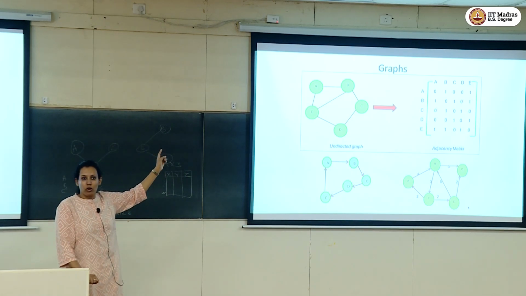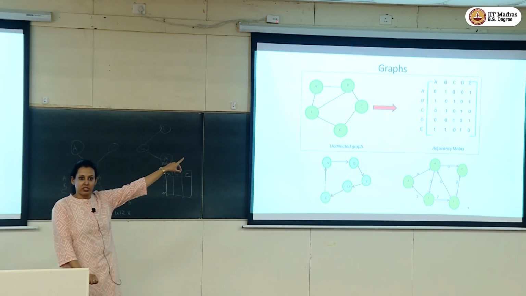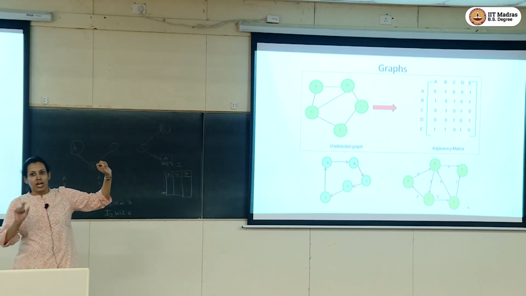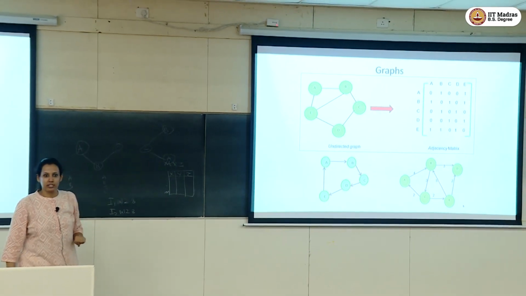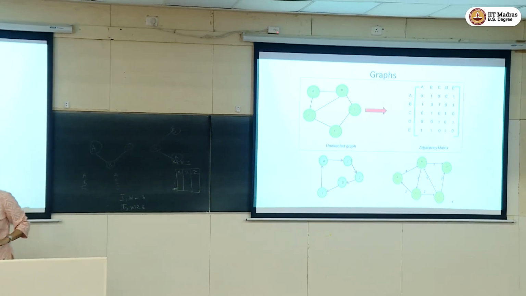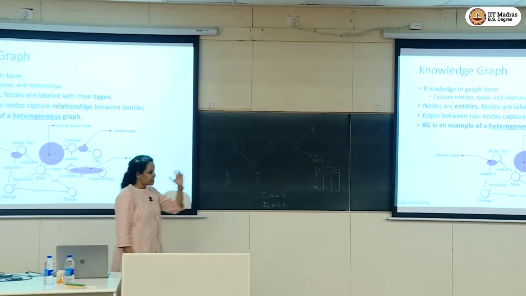And I hope all of you know that a graph is represented by an adjacency matrix, right? Because you should connect this to how you write it in code. So in code you process the adjacency matrix, right? Okay, so that was a graph.